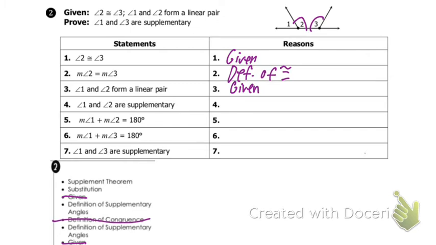So step 3 was our other given. That angle 1 and angle 2 form a linear pair. So now we're saying, okay, well, angle 1 and angle 2 are supplementary. If they form a linear pair, they're supplementary. What here can tell us that if they form a linear pair, they're supplementary? Supplement theorem. If we start looking through our word bank, that actually is the one that makes the most sense because it can't be a definition. It's not going word to math, math to word. So this is the supplement theorem saying, hey, if two things form a linear pair, they have to be supplementary.